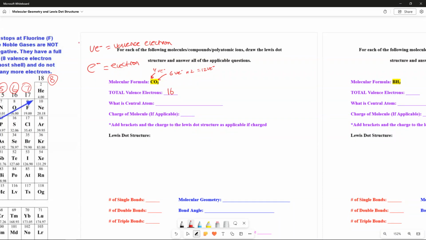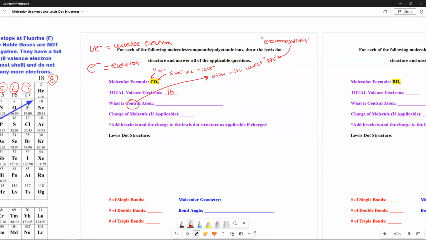And in order to determine the central atom, it will always be the atom with the lowest electronegativity. It's a big word. That means electronegativity. I put that in quotes for you.